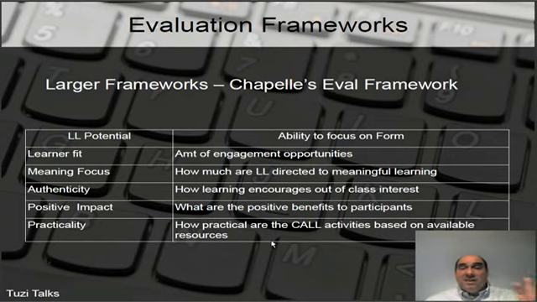And so this is a different way. This is Chappelle's way of looking at it. He does have some similar things with Hubbard, but there are also some other things that are different. Okay.